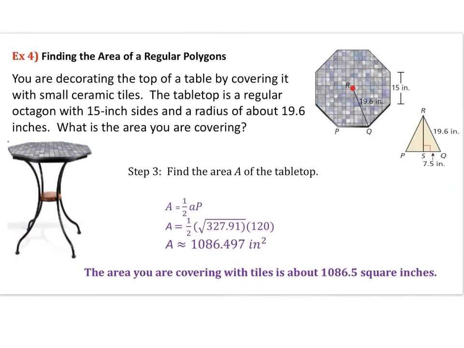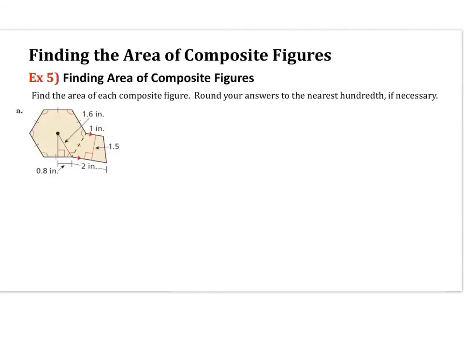And then your final step is to plug all these numbers that you've figured out in steps 1 and 2 into our new formula. Half of the apothem, which always use exact in your formula. And then our perimeter was 120, and type all that in the calculator and then round at the very, very, very end. So the area you're covering with tiles is about 1,086.5 square inches. Alright, now let's look at composite figures.